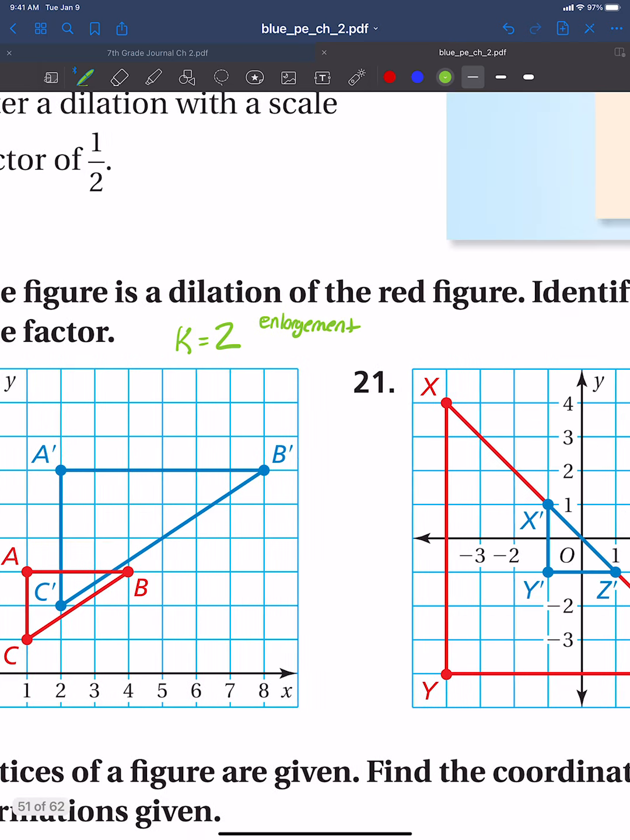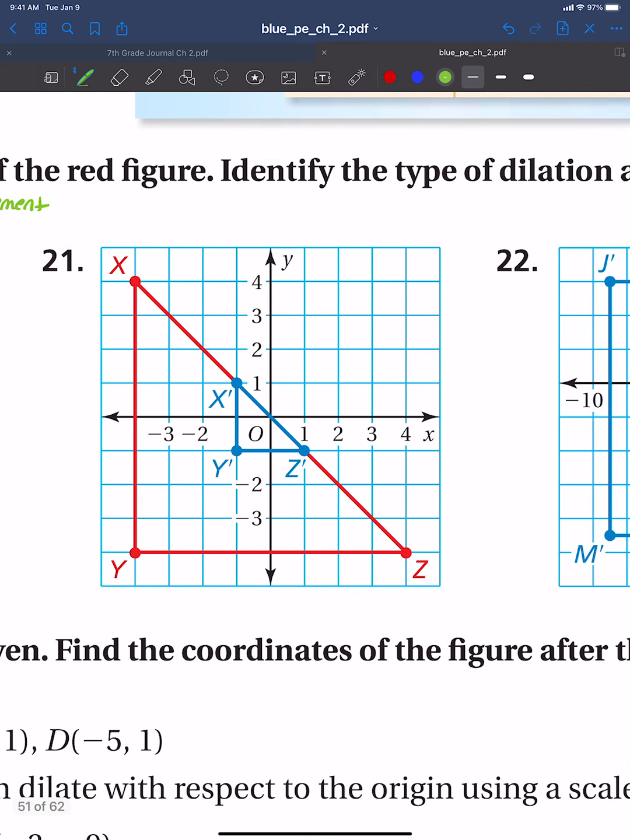There we go. Let's do 21. Looks like this is a reduction, so I'd say it's a reduction. I know that because these are the prime, and that would be my image, so I started out big and I shrunk down to that. Now, once again, just go ahead and pick a point. I'm going to say X and X prime. X is -4, 4. And X prime is -1, 1.